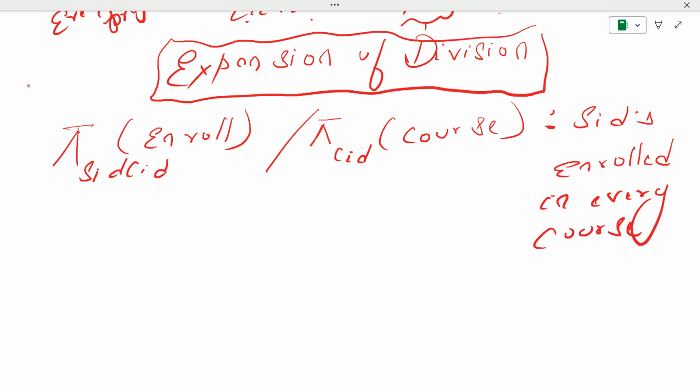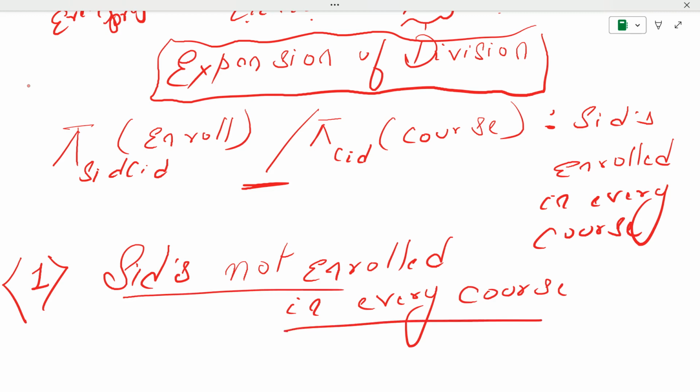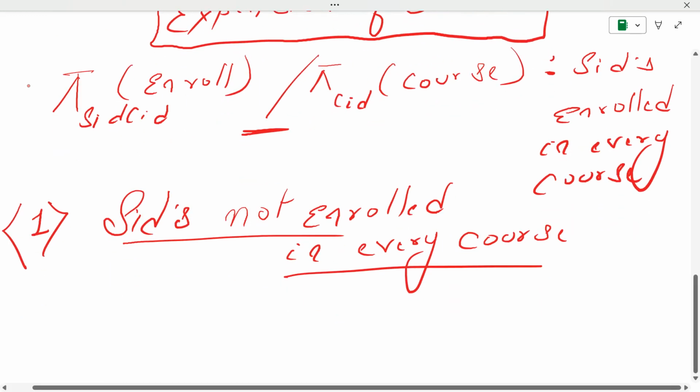Now how do we find it like this? How does that division operator work? There are two ways. First, we need to find SIDs who are not enrolled in every course. There might be some SID which is not enrolled in some course, so that we need to find out. So the first process is: SID not enrolled in every course.